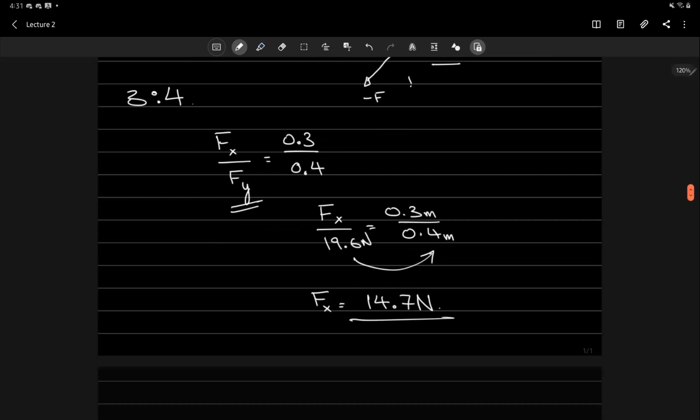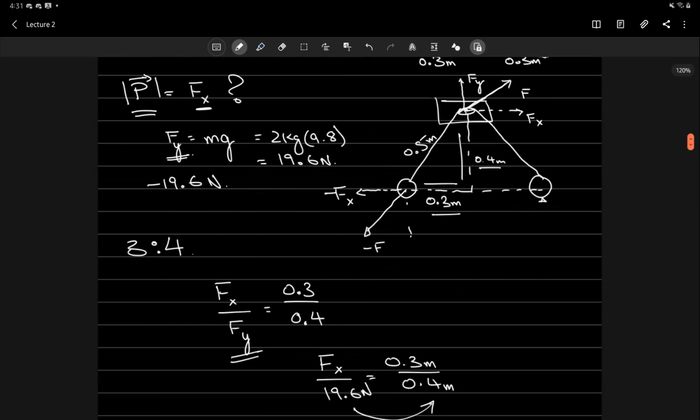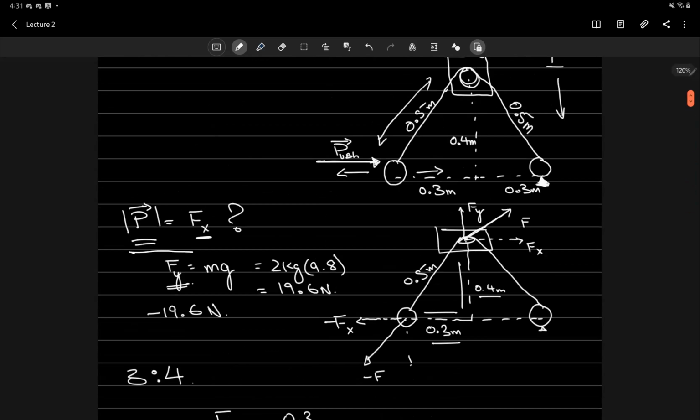And if you remember what P was, if I go back here, I said कि magnitude of P जो है वो equal to Fx के बराबर होगा. We saw that. And so now we conclude कि हमारी जो horizontal force है on the roller needed to hold the weight up वो 14.7 newtons है. And that's the answer to our problem.